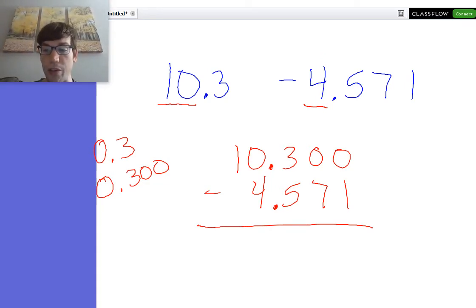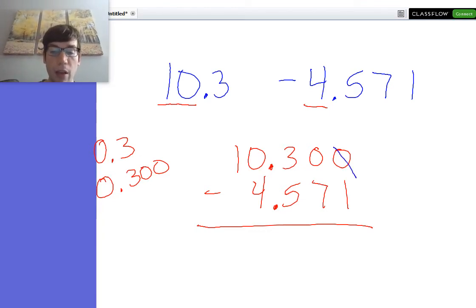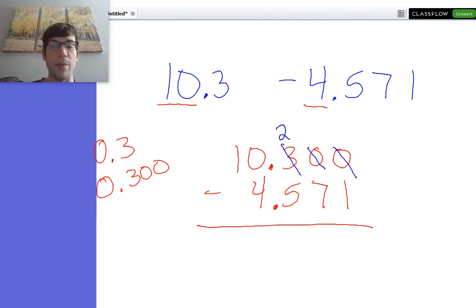We can't subtract 1 thousandth from nothing. We need to get some more, so we're going to go to the tenths place. I'm going to take away a tenth, which leaves me with 2. I'm going to replace it with 10 hundredths. I'm going to take away a hundredth. And I'm going to replace it with 10 thousandths. So we made even trades there.